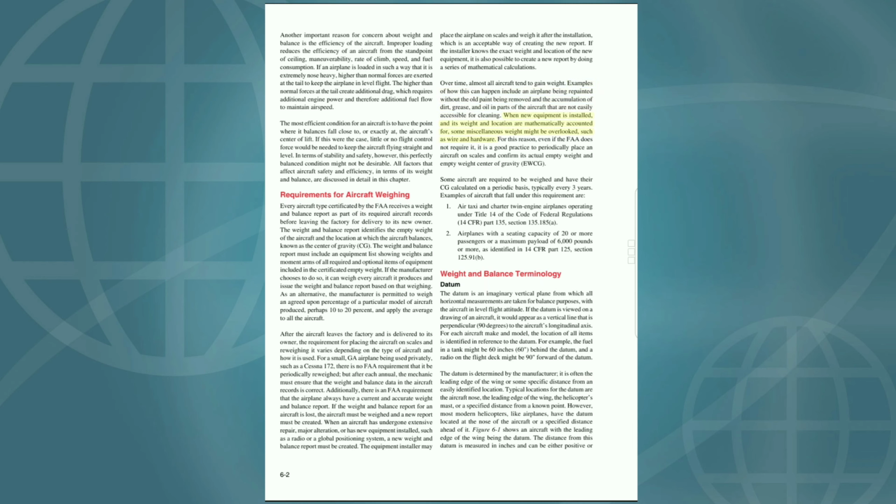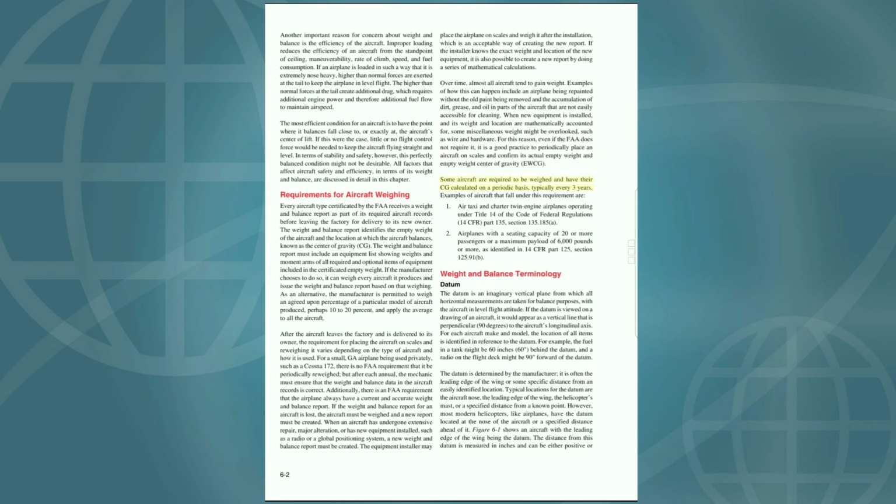When new equipment is installed, and its weight and location are mathematically accounted for, some miscellaneous weight might be overlooked, such as wire and hardware. For this reason, even if the FAA does not require it, it is a good practice to periodically place an aircraft on scales and confirm its actual empty weight and empty weight center of gravity.